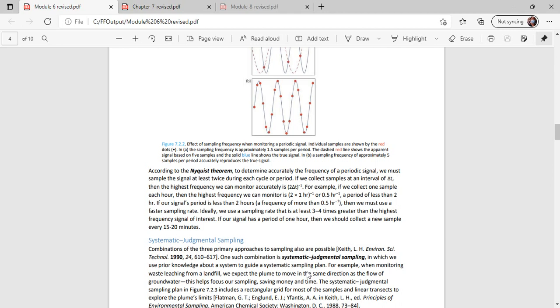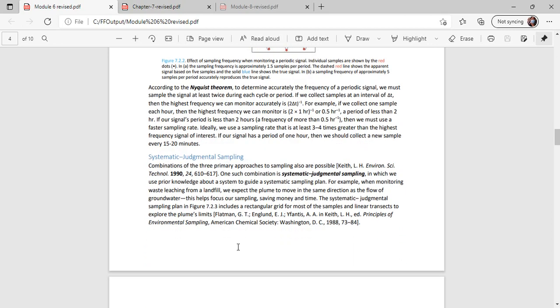If our signal has a period of 1 hour, then we would collect a new sample every 15 to 20 minutes, because 3 to 4 times in an hour, right? So it is every 20 minutes. Or if 4 times greater, meaning within 1 hour, instead of just 1 sample per hour, you need to have a sample every 15 minutes.